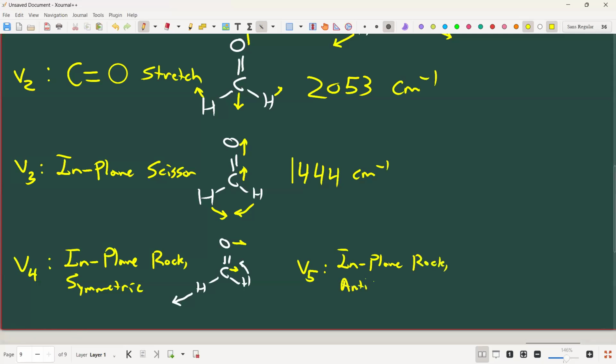There's an anti-symmetric rock. Oh, I forgot to write the energy of this. This is at 1176 wave numbers.